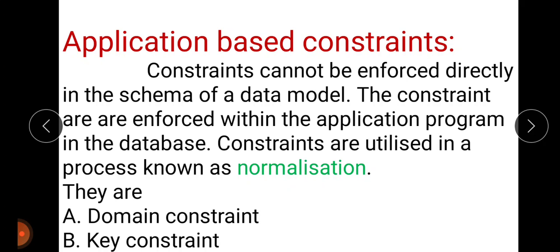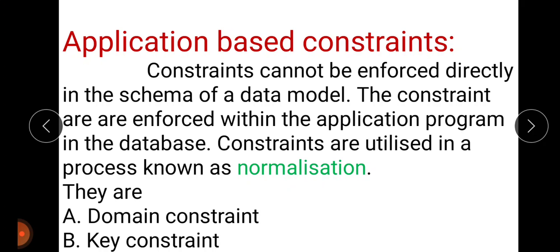Again, these application based constraints are classified into two types: domain constraint and key constraint. Domain constraint means it enforces the restriction that the value must be atomic, a single value from the domain of the attribute, that is DOM(A), domain of attribute.